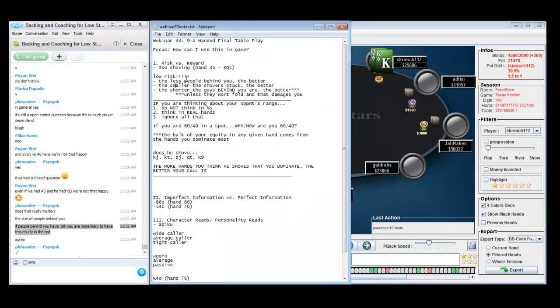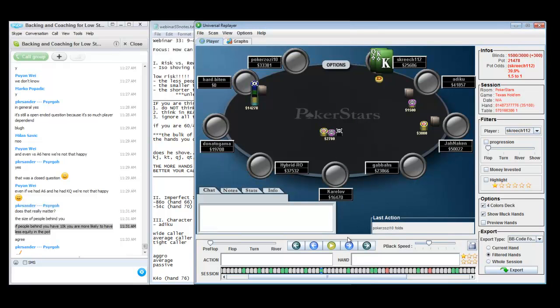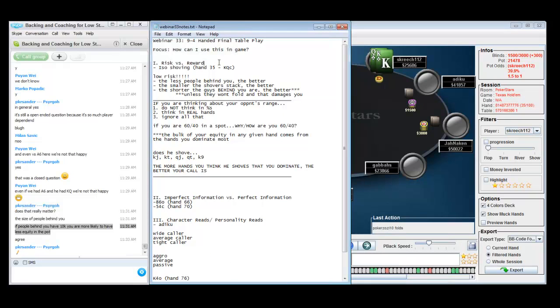So to sum this up in a nutshell, analyze risk. The lower it is, the better this ISO shove is. So we'll sum it up: lower risk equals better ISO shove. That's it.